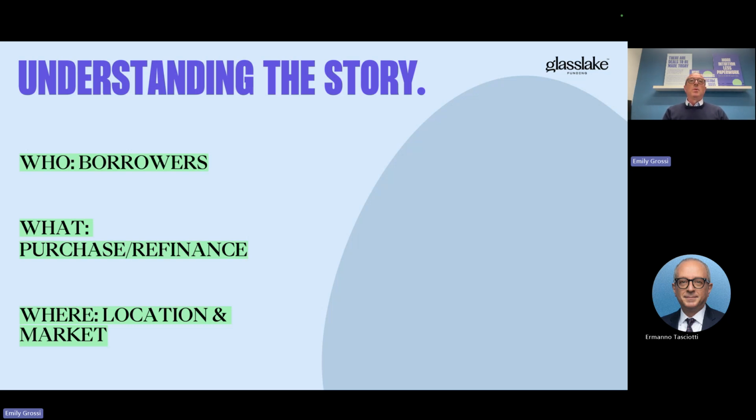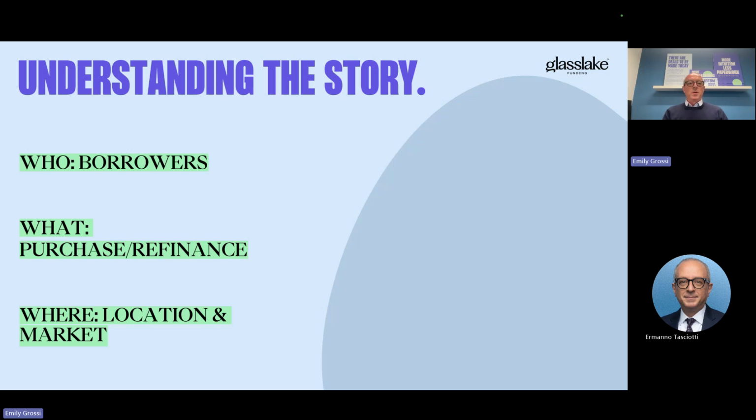What? So what are we doing? We're either going to be doing a purchase or a refinance. They're going to either be acquiring a property for their purpose, whether it's investment or to run their business, or they're going to be refinancing an existing property that they have. And you always want to know what's the purpose of the refinance. But again, I just want to cover the basics on the who, the what, which in this case would be purchase and refinance. Where? The location and the market.